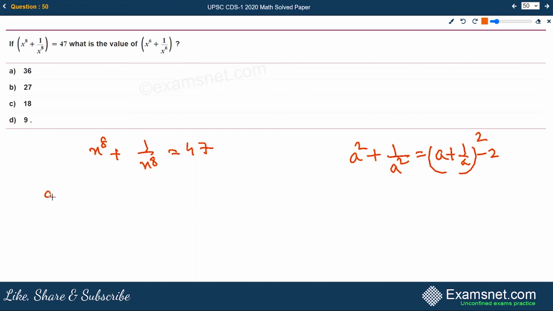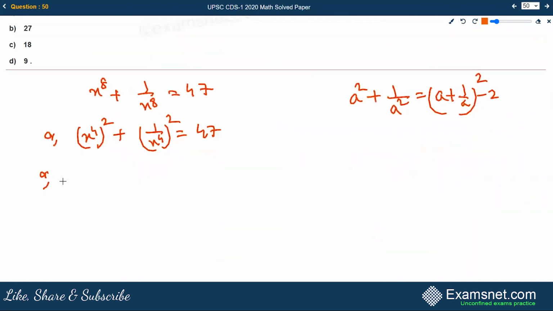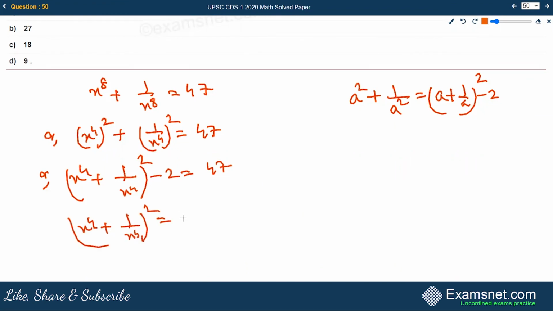So now look, x to the power 8 can be written as x to the power 4 whole square plus 1 by x to the power 4 whole square equals 47. So a square plus 1 by a square, in this form we are given. So we can write x to the power 4 plus 1 by x to the power 4 whole square minus 2. So it becomes x to the power 4 plus 1 by x to the power 4 whole square equals 47 plus 2, which will give us 49.